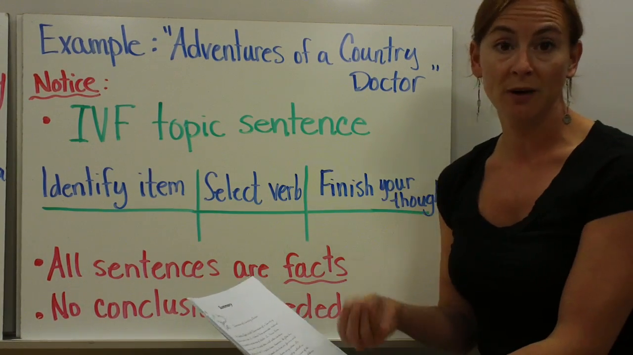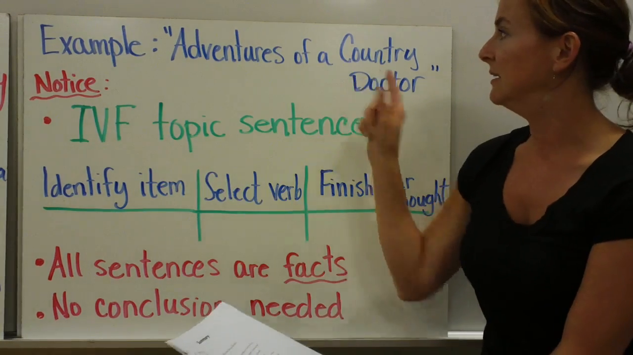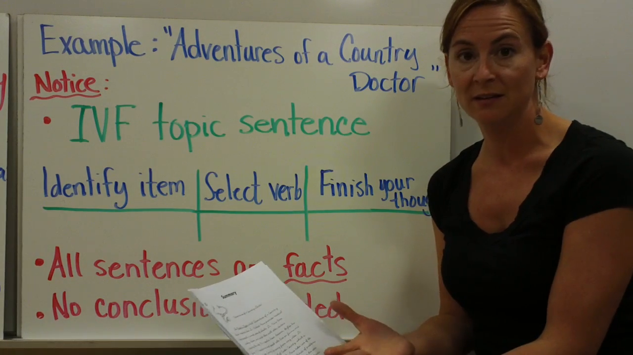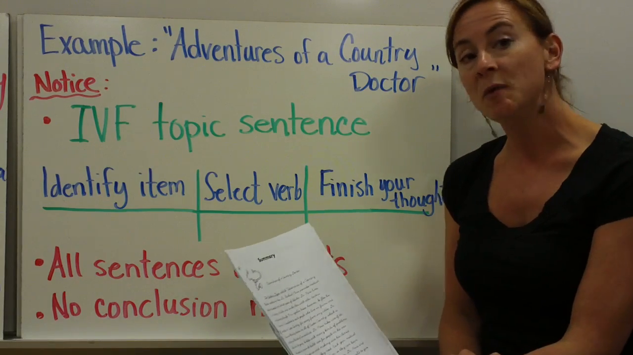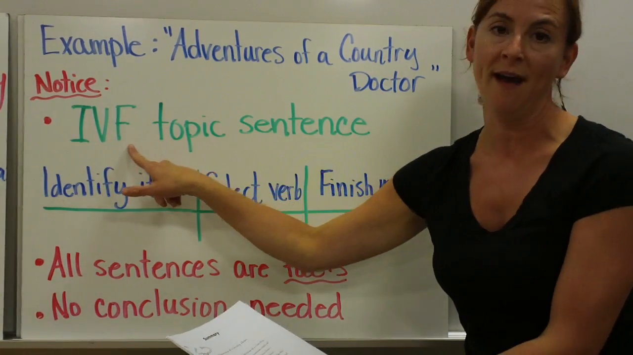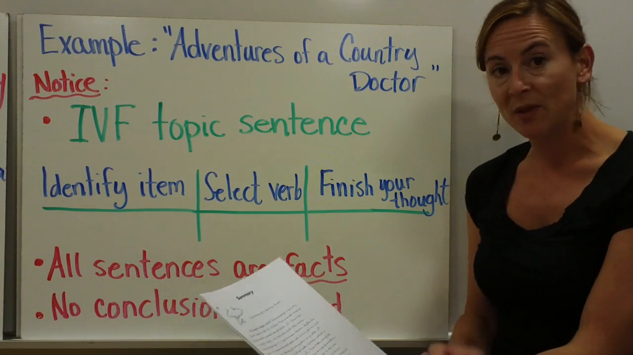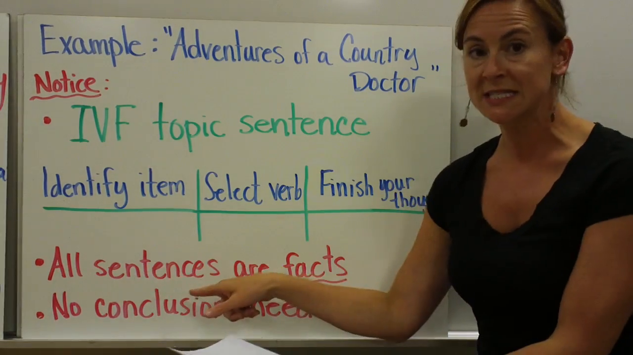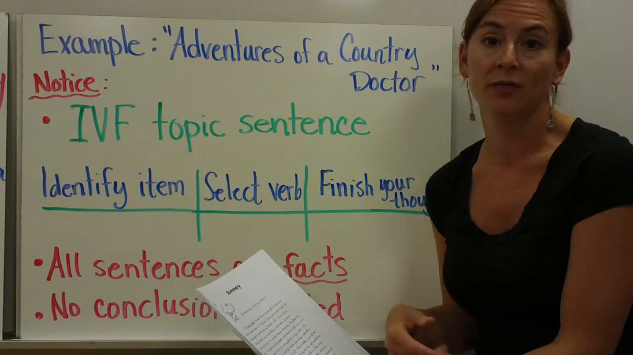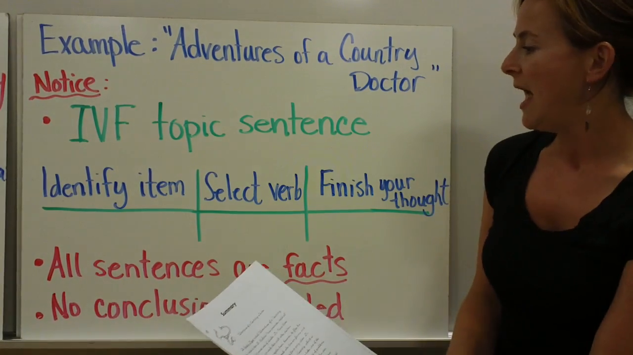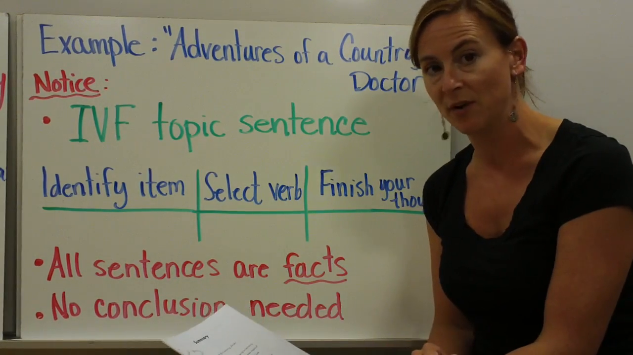Again, a good summary has a direct, clear topic sentence that tells you the main idea. And in Adventures of a Country Doctor, we definitely see that. Go ahead and underline the IVF topic sentence, and in the margin, please write IVF. The next thing that I want you to notice about this example summary is that all the sentences are facts. None of the sentences written by the author give the author's opinion. And last, you'll notice that there's no formal conclusion in this summary.